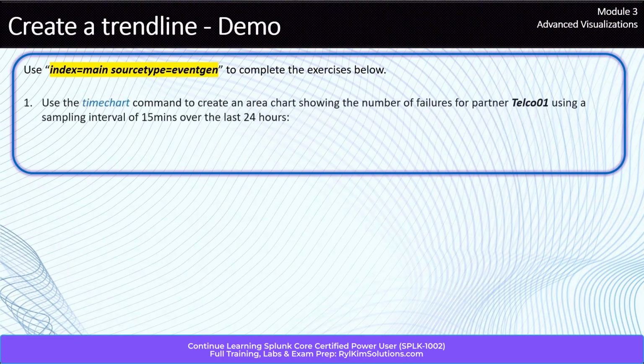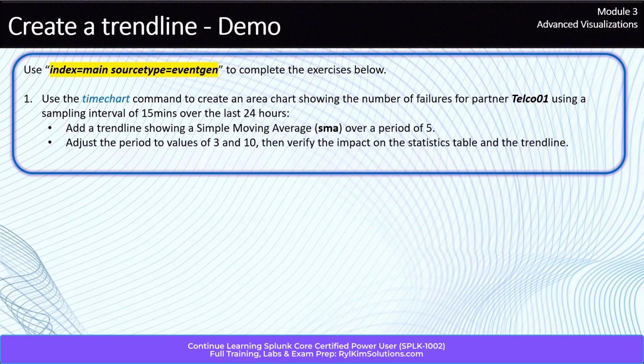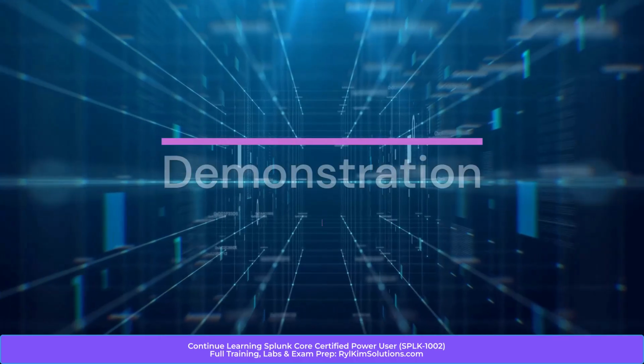And then the first thing we're going to do is to use the time chart command to create an area chart that shows the number of failures of partner telco 01 using a sampling interval of 15 minutes over the last 24 hours. And then we're going to go ahead to add a trend line that shows a simple moving average over a period of 5. And then we're going to adjust the period to values of 3 and 10, then verify the impact on the statistics table and the trend line. And the last thing we're going to do here is that we're going to overlay that trend line on the original chart to view the relationship between both charts.